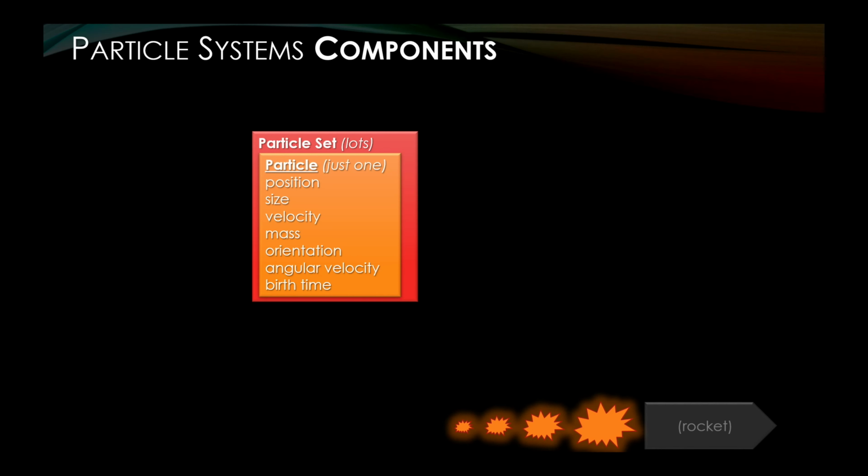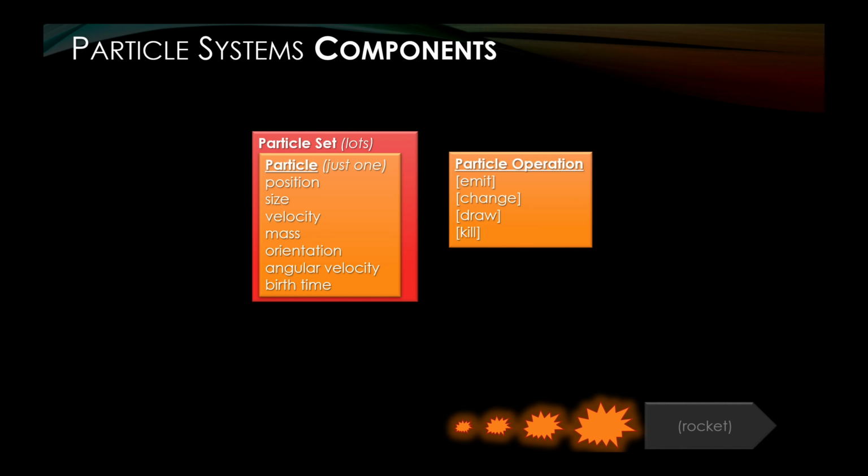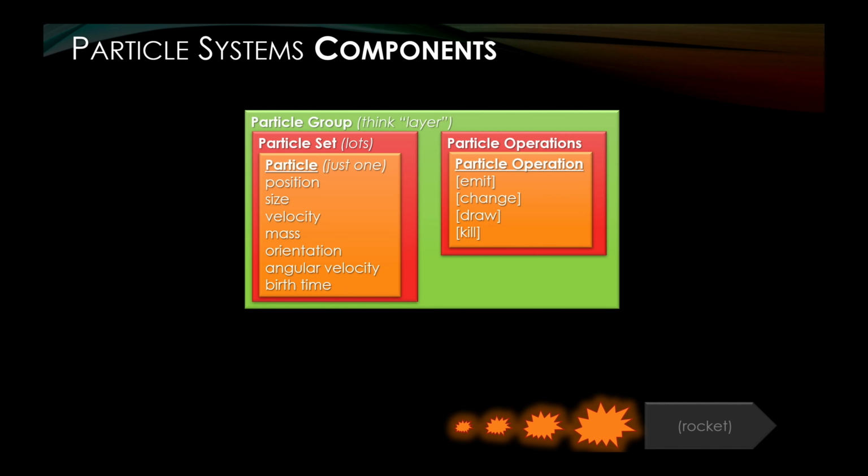And then if you have a bunch of particles, you can call that a particle set. And each particle has operations, and the operations include things like emitting new particles, changing them or moving them or evolving them over time, drawing them, and eventually killing them when they're too old or too small or too many of them. And then you can chain these operations together so that each particle has a series of operations that it undergoes. You combine the set and the operations together, and you can call that a group.